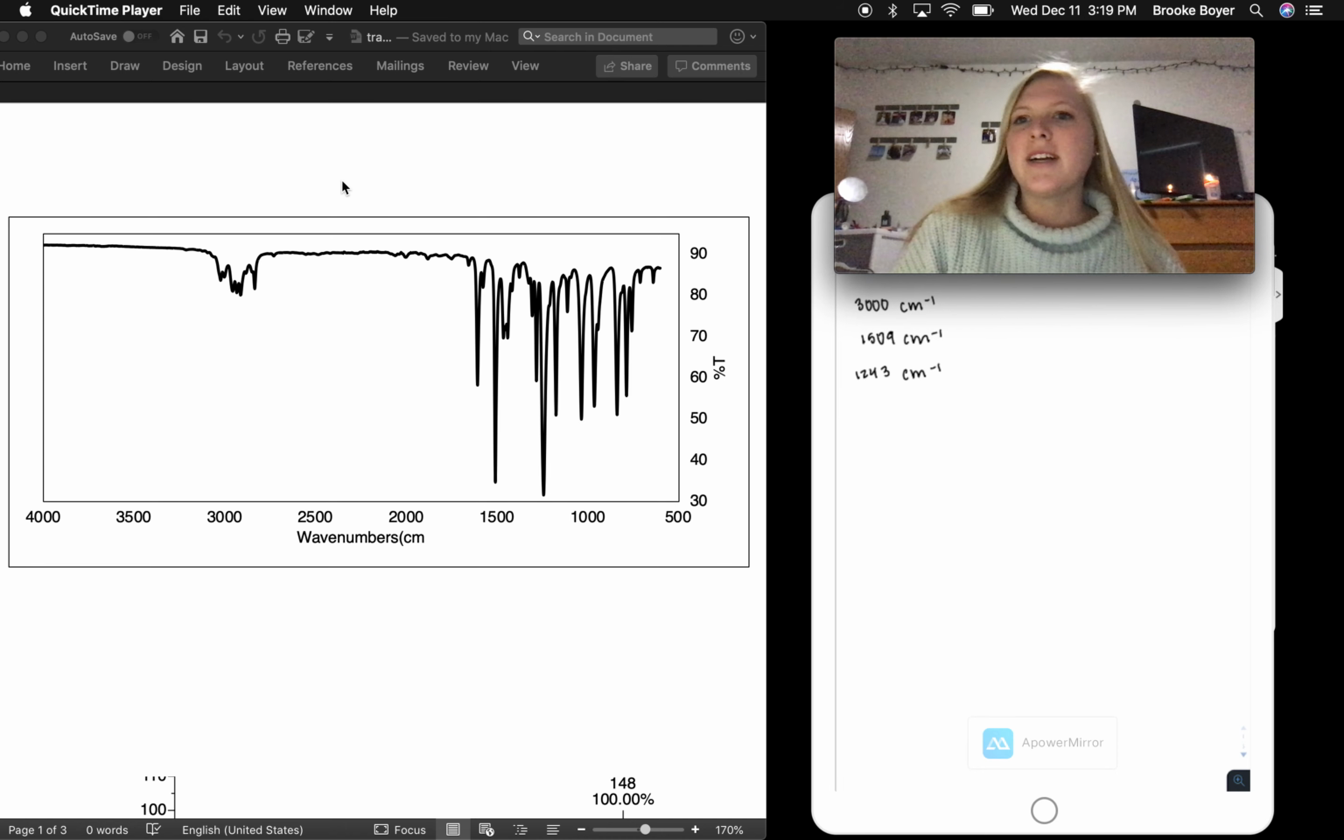Hi everyone, my name's Brooke and today I'm going to show you how I figured out an unknown compound using 4 different sets of spectra.